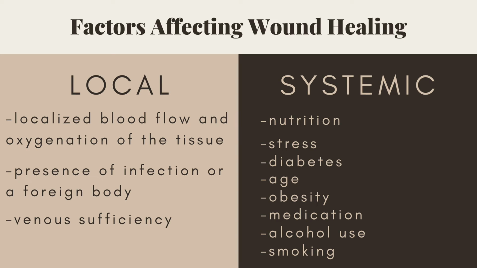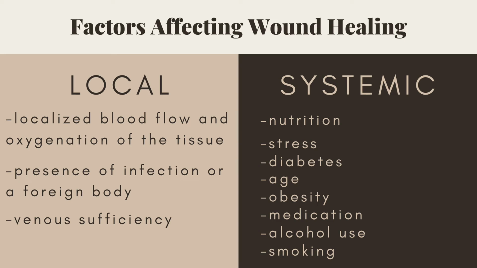Local factors refer to factors that directly affect the wound, whereas systemic factors refer to the overall health of the patient and their ability to heal. Local factors include localized blood flow and oxygenation of the tissue, the presence of infection or a foreign body, and venous insufficiency. Venous insufficiency is a medical condition where the veins in the legs do not adequately send blood back to the heart, resulting in a pooling of fluids in the legs.